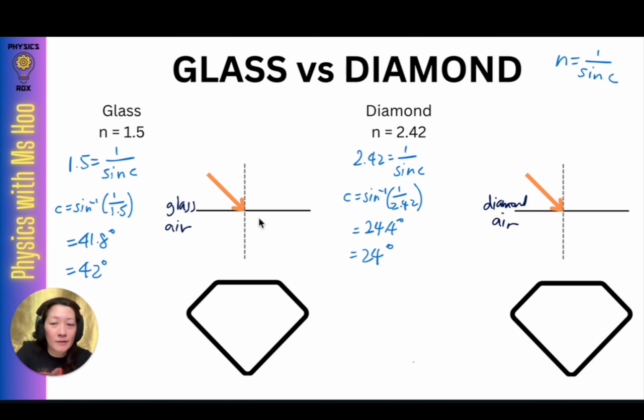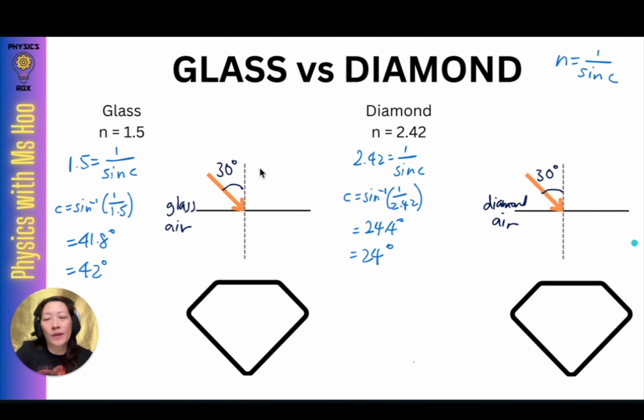Now what we're going to look at is to see how the light ray travels when you're traveling from glass to air. That means we want to observe, will total internal reflection happen or not? So for this, I'm going to use an angle value that is between these two values of the critical angle. Let's say we take a value of 30 degrees. So 30 degrees for the incident angle in glass and also 30 degrees for the angle of incidence in diamond.